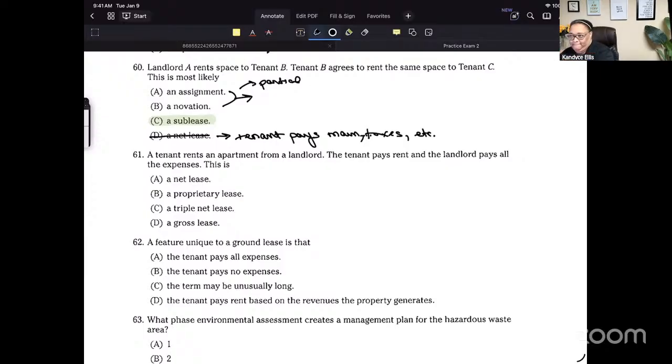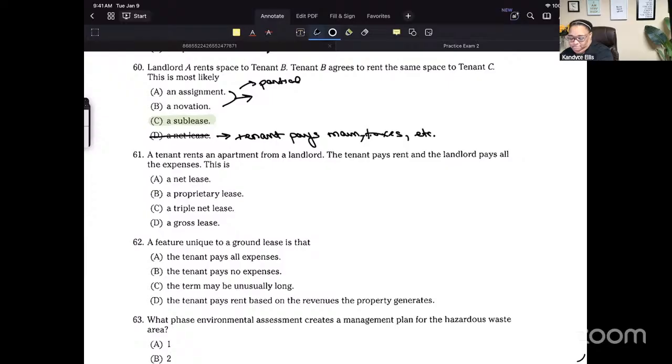Hey, Candace, absolutely. Let's break it down in a friendly way for your students. So think of an assignment as basically a handoff. If a tenant is assigning their lease, they're passing all their rights and responsibilities to a new tenant. The original tenant is still kind of on the hook if something goes wrong, but mostly they're just stepping out of the picture and letting a new person step in.